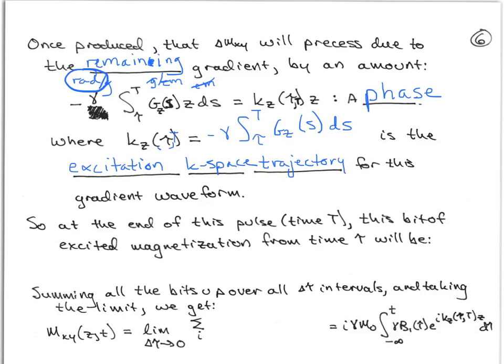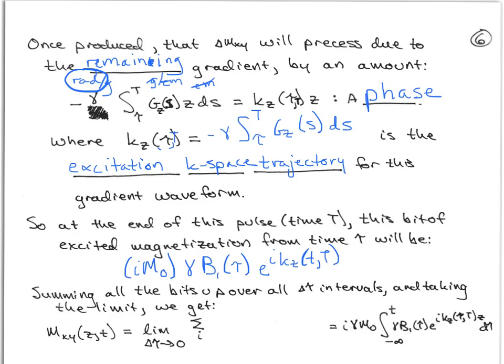Okay, so the magnetization that we produced at this little delta step in time is going to precess by this amount, up here, right? And then at the end of time, it will have gained this phase. And so if we look at it at the end of the pulse, at time capital T, what we will have is i times m0 times b1 of tau times e to the i kz of tau comma capital T. Sorry, that should be tau comma capital T.